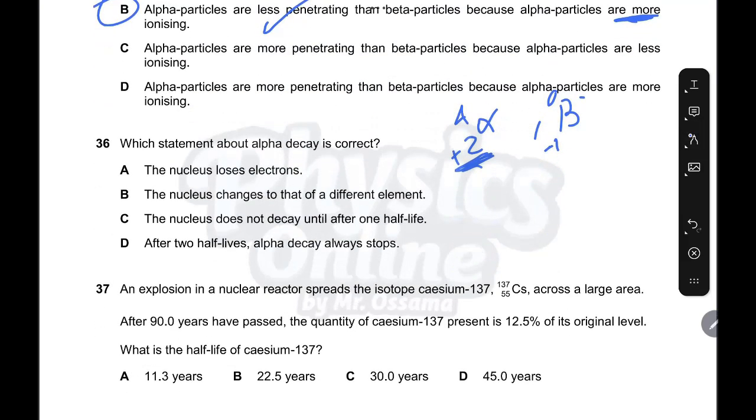Which statement about alpha decay is correct? The nucleus loses electrons. This is wrong. In alpha decay, the number of neutrons decreases by 2, and the number of protons decreases by 2 also. The nucleus is changed to a different element. This is correct. The number of protons decreases by 2, so the element is changed to another element. The nucleus does not decay until after 1 half-life. Wrong. After 2 half-lives, alpha decay stops. Also wrong. So the answer is B.